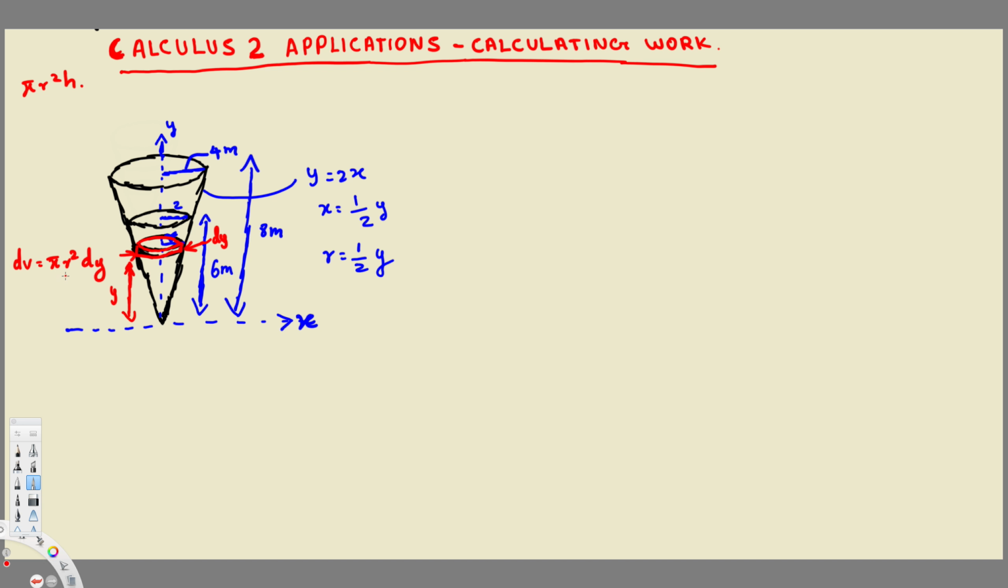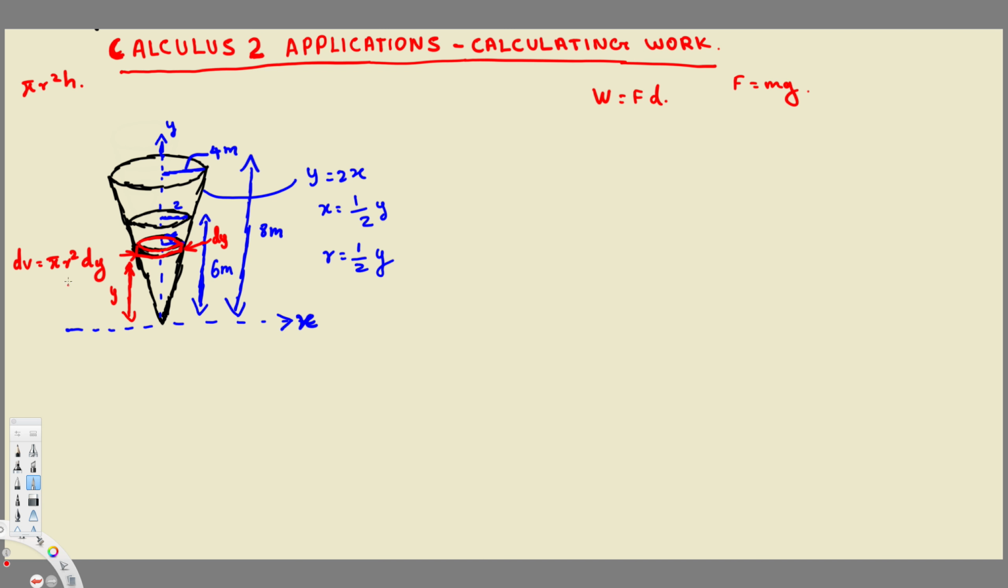Then our purpose is to find the mass, because we are talking about work, right? Work is equal to force times distance, and force is equal to mg. So we are trying to find the mass. If we find the mass, we can calculate the force, and then by using the distance, we can find the work. So let's find the mass.